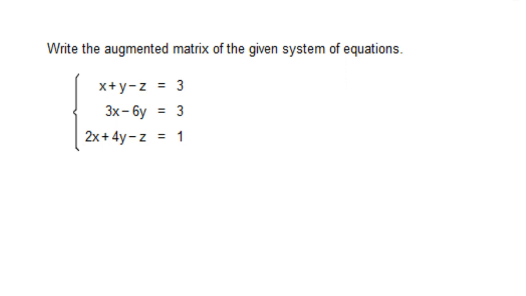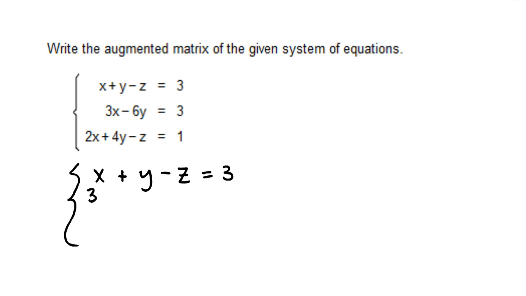column to match the x's, a column to match the y's, a column to match the z's, and a column for the constants. So before I write the matrix, what I want to do is rewrite the system so that the variables are in line with each other. So to do that, the first equation I can leave alone because it has all the variables and the constant. The second equation is missing a z term.